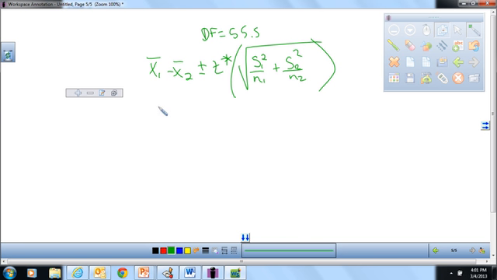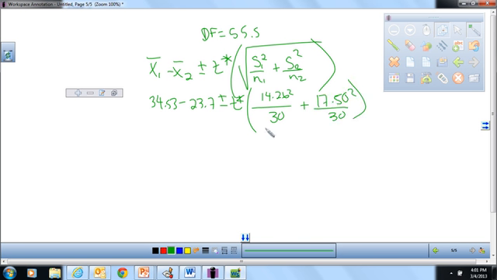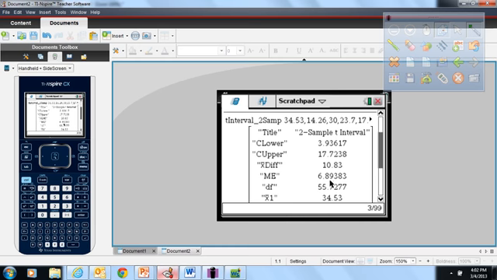So I'm doing this: 34.53 minus 23.7 plus or minus the T critical times the standard deviation, which is 14.26 squared over 30 plus 17.50 squared over 30. And then this is going to become your margin of error, which you get from your calculator, and it's going to be 6.89383.